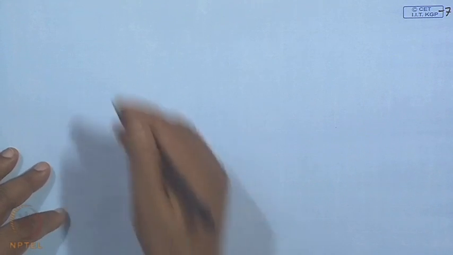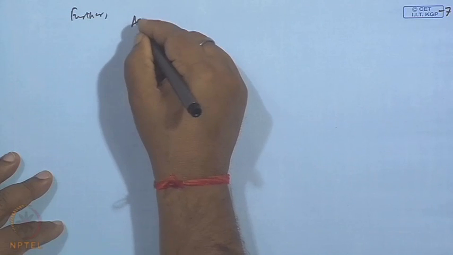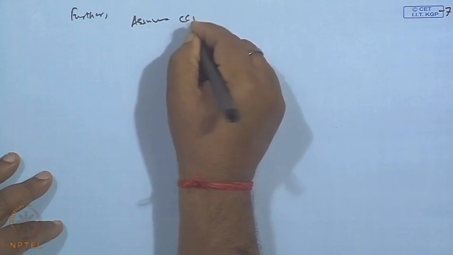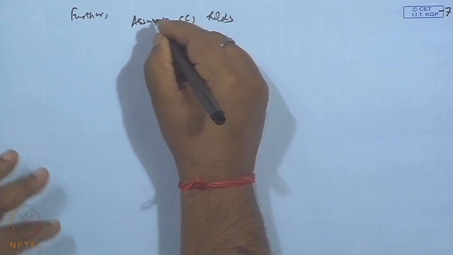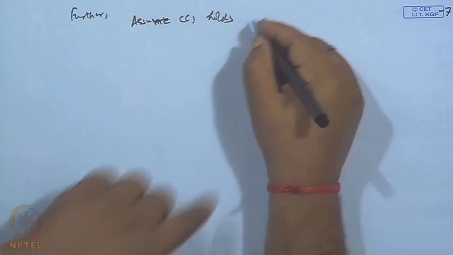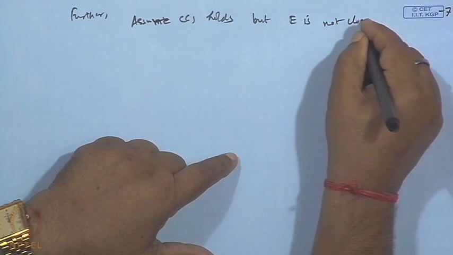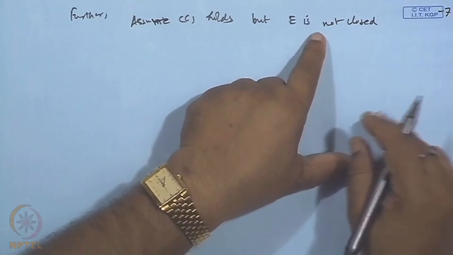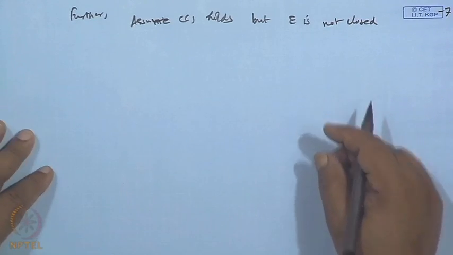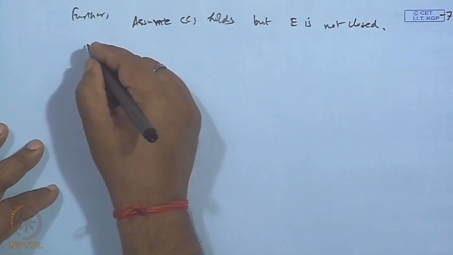Again, to show E is bounded, assume C holds, but E is not closed. It means the limit points of E, not all of them are in E. So thus we can get a limit point.